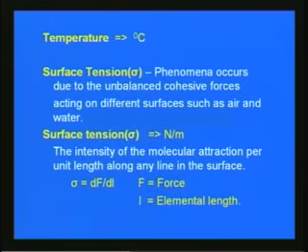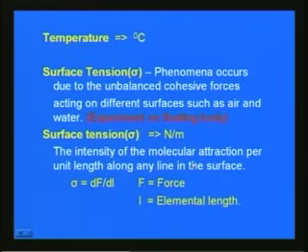So, the surface tension is the phenomenon that occurs due to the unbalanced cohesive forces acting on different surfaces such as air and water. It is generally expressed as sigma, and its unit is Newton per meter. The intensity of molecular attraction per unit length along any line of the surface is what the surface tension sigma indicates. So, this sigma can be expressed as dF by dl, where F is the force and L is the element length.